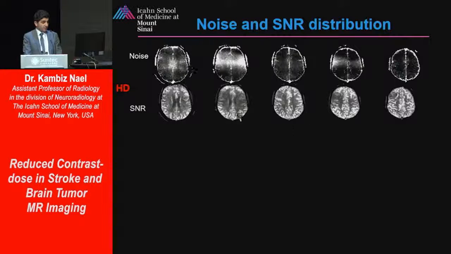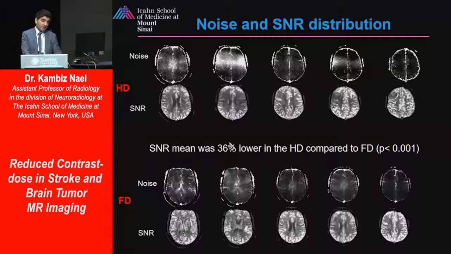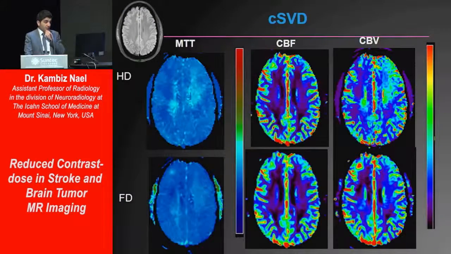These are basically images from a patient who was scanned with half-dose perfusion. I have the noise distribution maps and the SNR. And the same patient scanned with full dose, again, with noise and SNR distribution. You can see, just by looking at it subjectively, you have more noise, kind of an expected finding, in the half-dose group, and the SNR is lower. And when you do quantitative analysis, we have about 36% lower SNR, or signal-to-noise ratio, in the half-dose group, statistically significant, obviously.